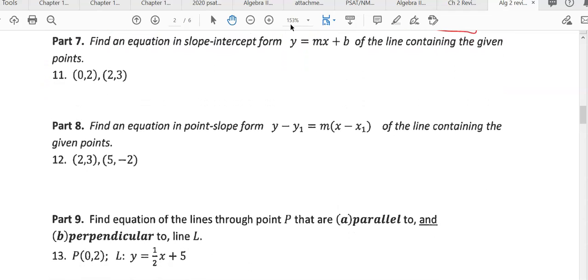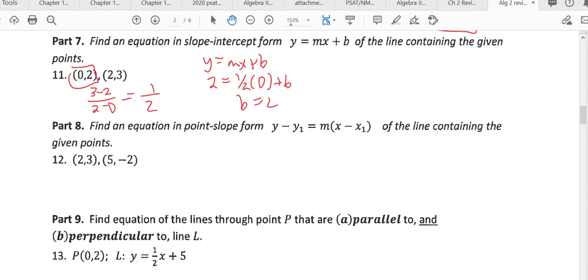Now the slope-intercept form of the line containing these points. Okay, so this will be 3 minus 2 over 2 minus 0, which is a slope of 1/2. Y equals mx plus b. So I'm going to choose one of the points, I'm going to choose this one. So y is 2 equals 1/2 times 0 plus b. Well, that's easy to solve. b equals 2. So my equation is y equals 1/2 is the slope, times x plus 2, which is your y-intercept.